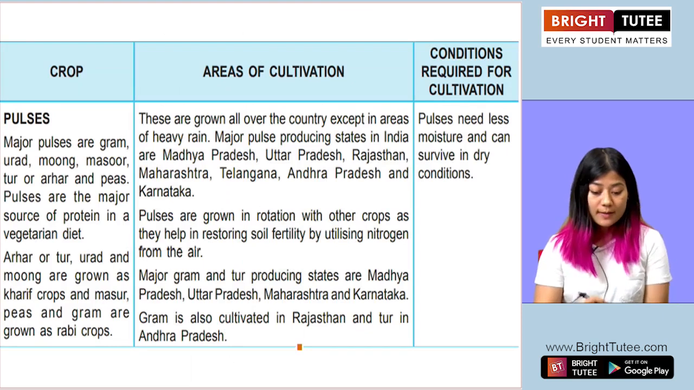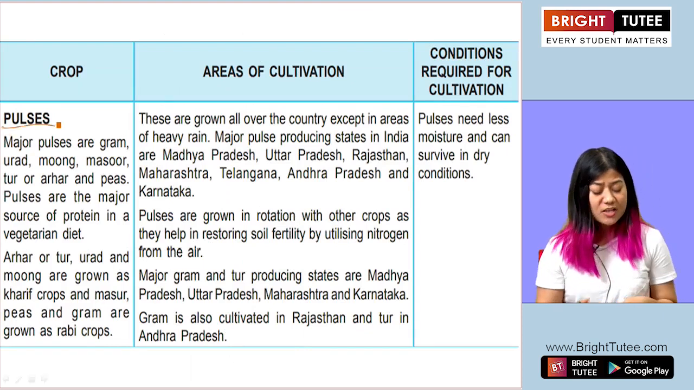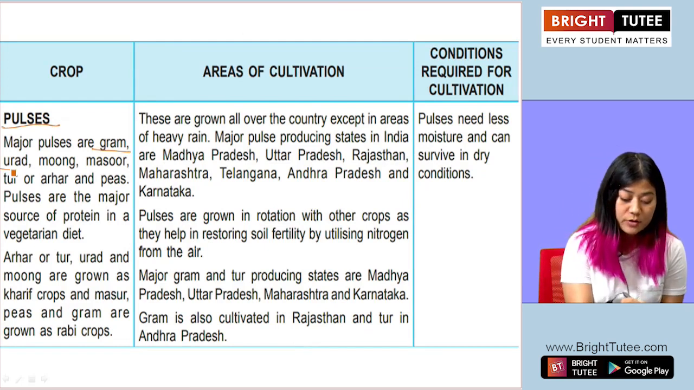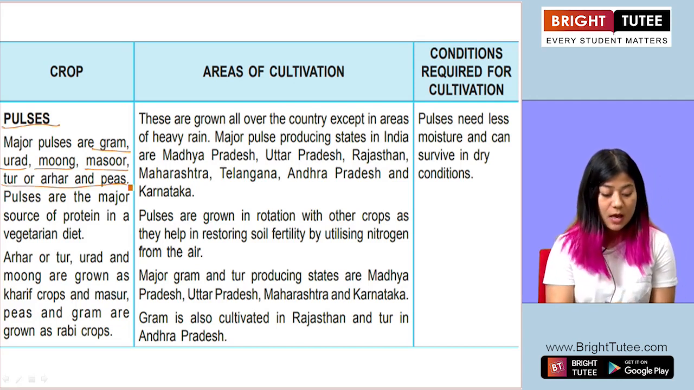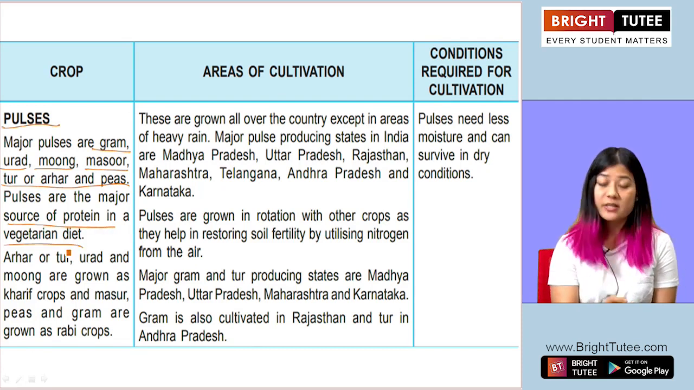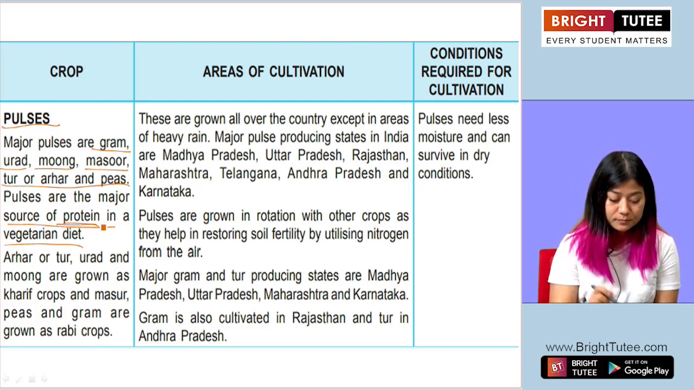Alright. The next that we are going to look at is pulses. Now the major pulses that are grown in our country are gram, urad, moong, masoor, tur or ahar, and peas. Pulses are a major source of protein in a vegetarian diet. It's very important, because it's nutritious and provides protein.